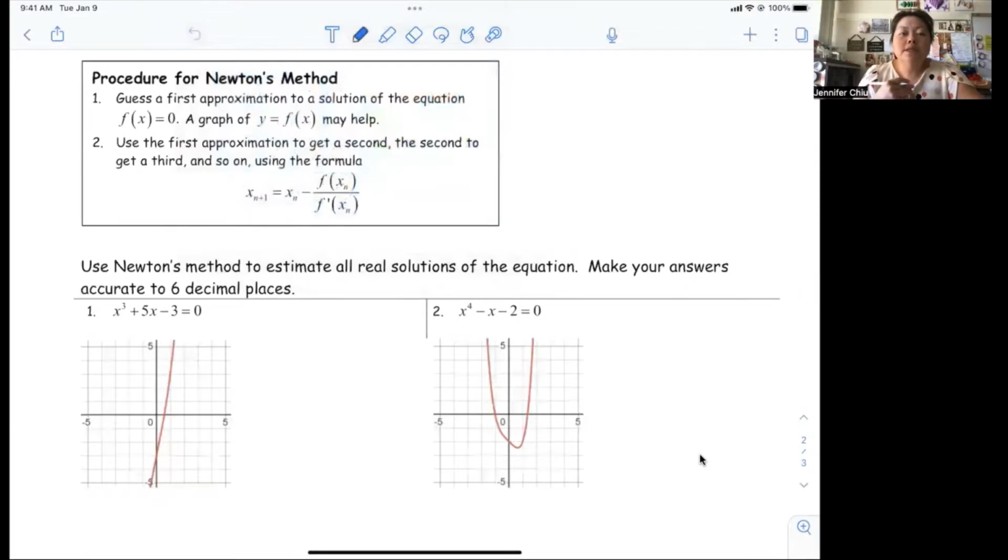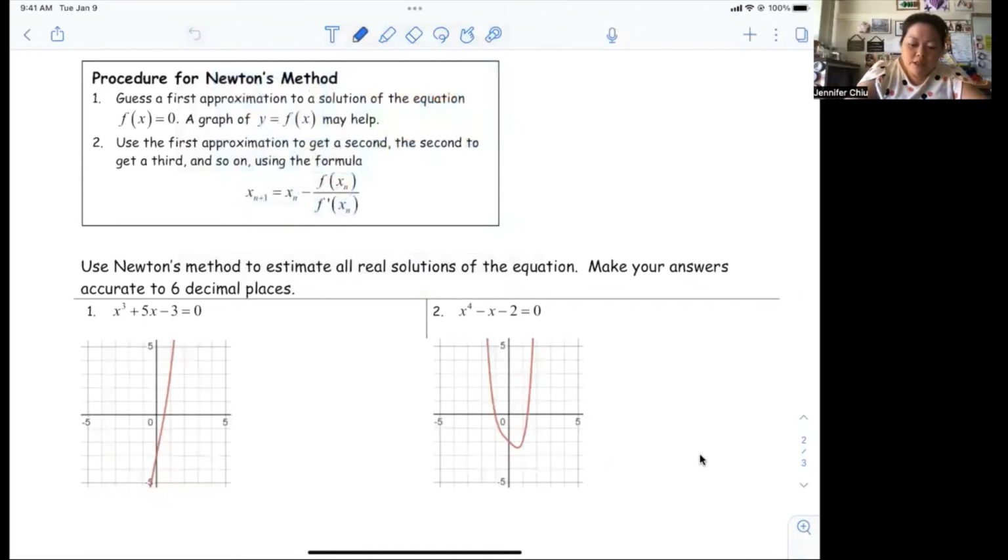Okay, this is the addendum to lesson 5.5, specifically on Newton's method. Newton's method is very interesting because we're using the derivative to help us approximate the zeros of a function, the solutions to the equation. So basically, we're looking for the x-intercept.